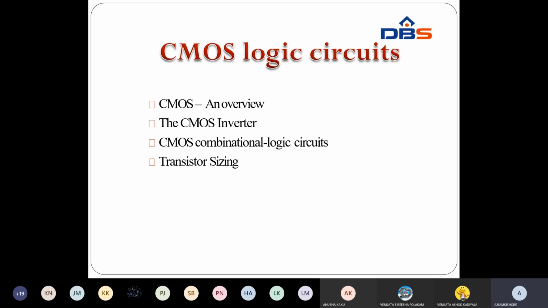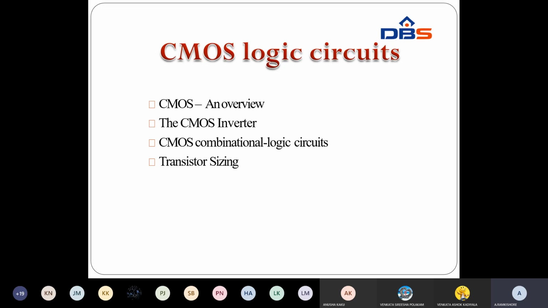You can easily learn this DSD subject. The basic bone for this subject is that we have to learn EDC and ECA, electronic circuit analysis. ECA and EDC are the basic building blocks for this subject.